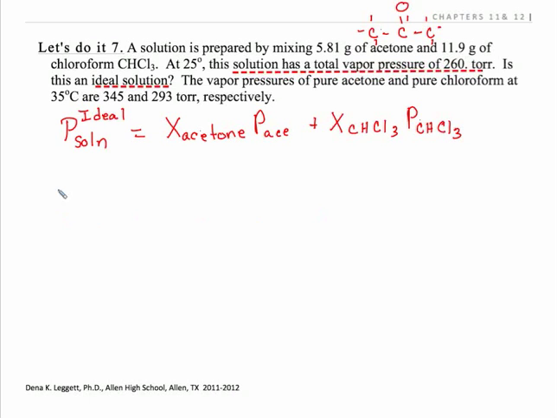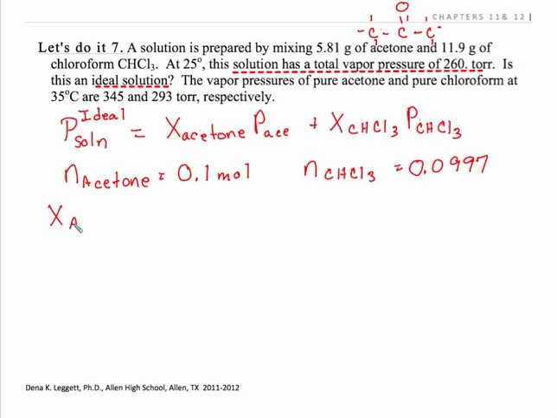Okay. Now, I'm assuming that you can go moles to mass. I got 0.1 mole for the acetone. You want to double check your math on this. My moles for my CHCl3, I got almost 0.1, 0.997. So it's pretty much a 50 mole mixture. I went ahead and carried it out. My mole fraction of my acetone will be my acetone moles over the sum.